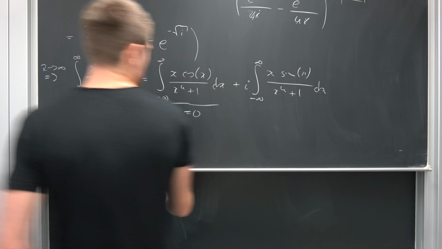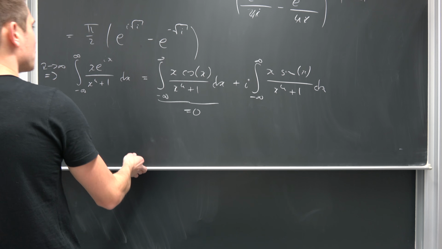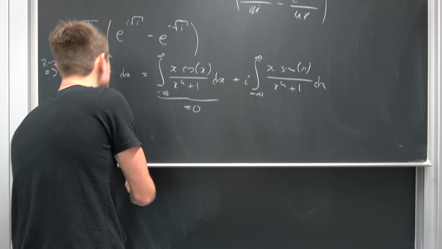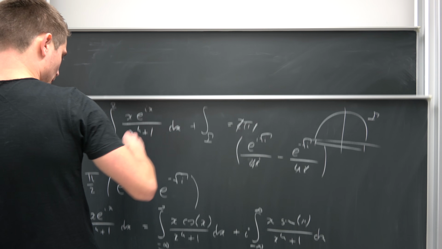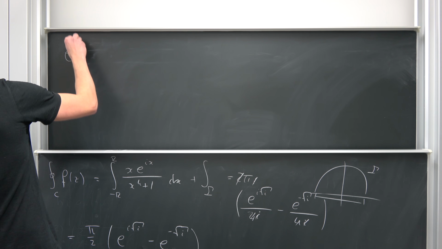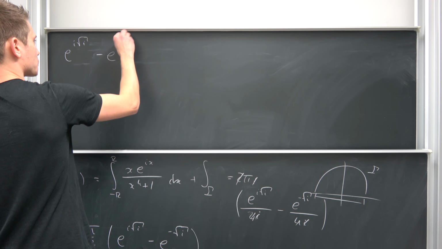This actually looks like a mess. Maybe we can do something with it. Okay, we are going to take a look at what this right here actually is. So we have e to the i times square root of i minus e to the negative square root of i.